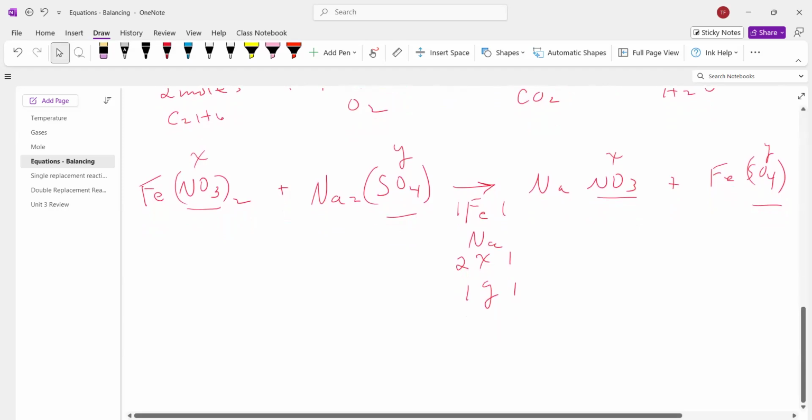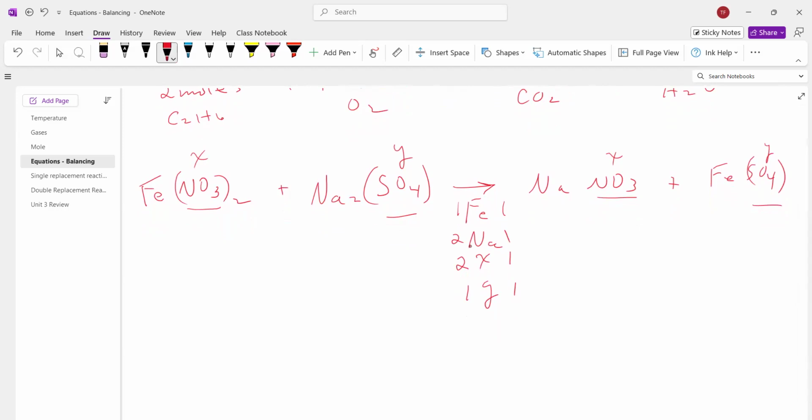Okay, so now let's balance this. The irons are fine. Oh, the sodium, do we have 2 here? 1 there. Okay, so where do you want to start? The irons are fine, so let's not mess with the irons. Want to go to sodiums? All right, let's do the sodiums.